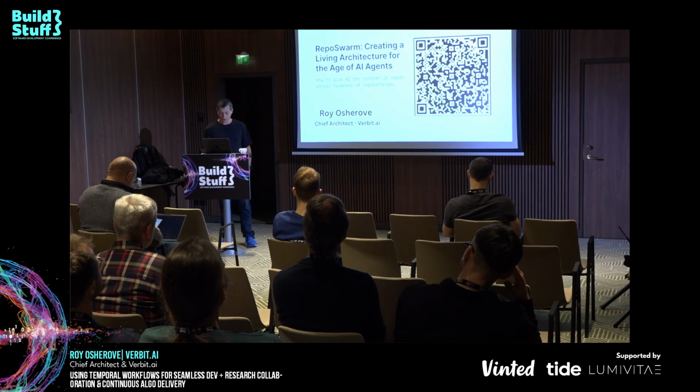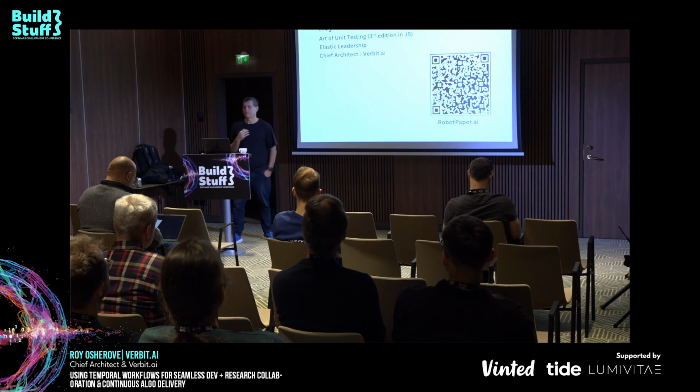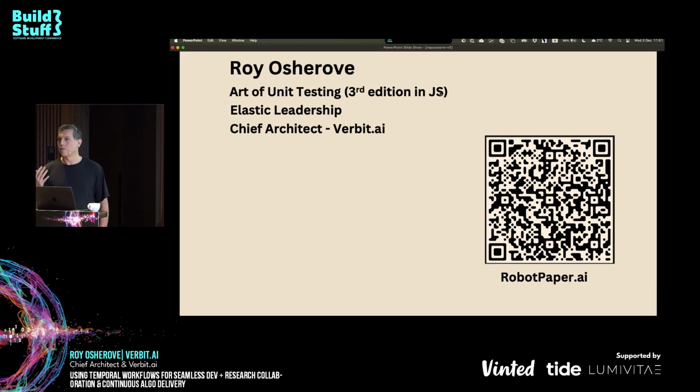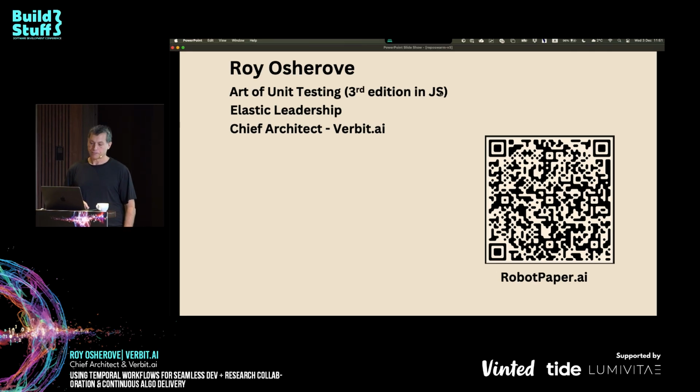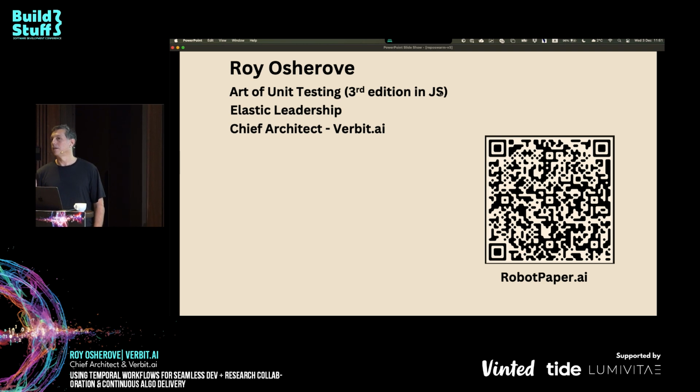I'll give you a quick introduction so you understand where we're coming from. My name is Roy Osherove. I've written a few books in the past. The Art of Unit Testing just came out a couple of years ago with a third edition. Elastic Leadership, and I work as a chief architect at Verbit AI. Everything in this talk you can see on my blog at robotpaper.ai. Actually, I highly recommend it.